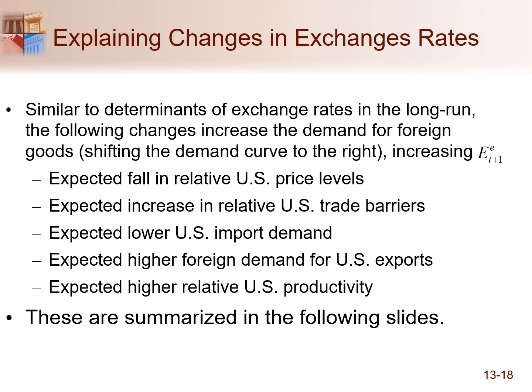so obviously demand would increase. Then an expected increase in relative US trade barriers, as you are expecting that the US will be adopting more trade barriers. Then expected lower US import demand, expected higher foreign demand for US exports, and expected higher relative US productivity. We have already discussed all these things in the long run. So in the short run, all these things have an impact on the exchange rate. We can summarize these factors in the next slide.